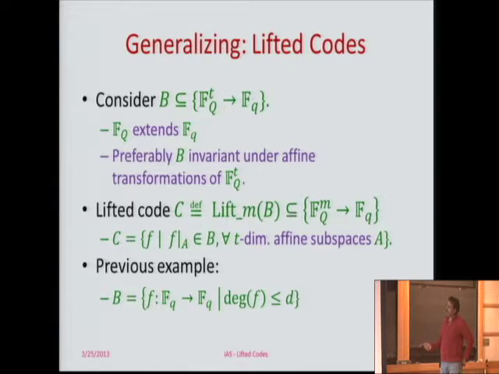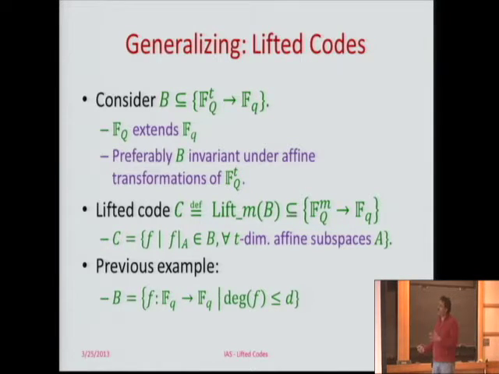The base code is given by t-dimensional functions. I am allowing the field size in the domain to be different than the field size in the range, but think of them as the same for now. And what we will insist is that this code, the set of functions that we are considering here, is invariant under affine transformations of the domain.